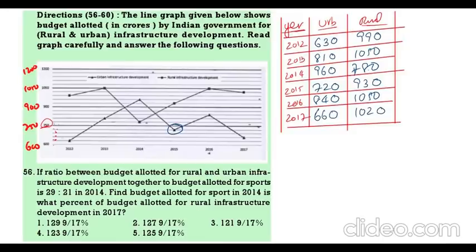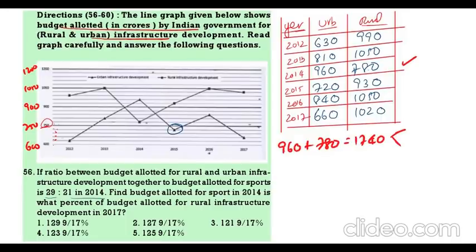See the first question. If the ratio between the budget allotted for rural and urban to the budget allotted for sports is 29 to 21 in 2014. In 2014, we are having 960 plus 780. What is 960 plus 780? 2014 means this. 960 plus 780 means 1740. This is the budget allotted for rural and urban.